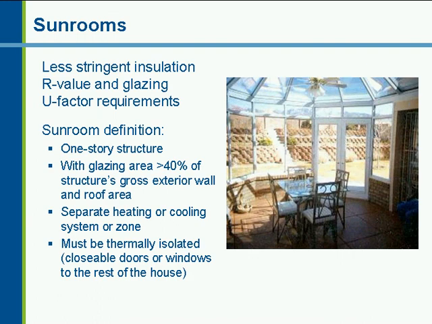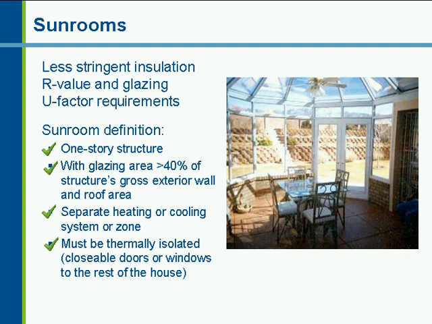The code has some relaxed, if you will, requirements for some of the exterior surfaces of sunrooms, provided certain things are true. Now, the definition of a sunroom is a single-story structure with glazing area exceeding 40% of that one-story structure's gross wall plus roof area. It must have a separate heating or cooling system or be zoned as a separate zone. And it must be thermally isolated. In other words, it's going to need to have closable doors or windows between it and the rest of the house.